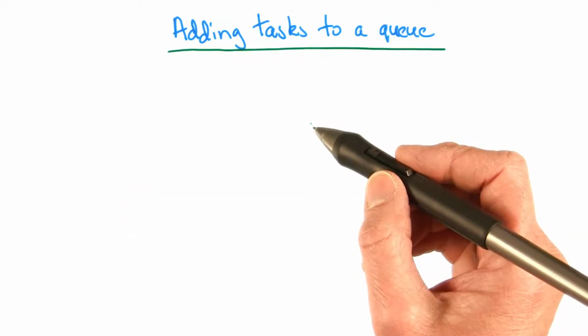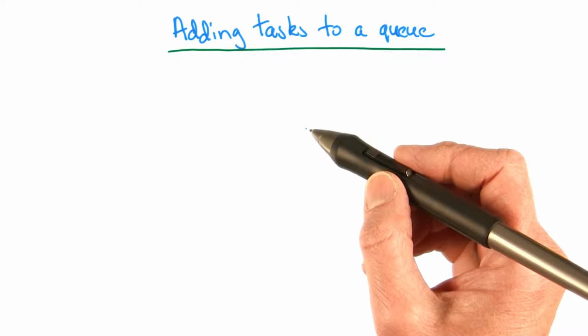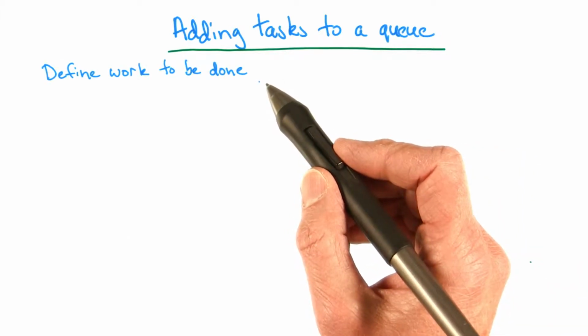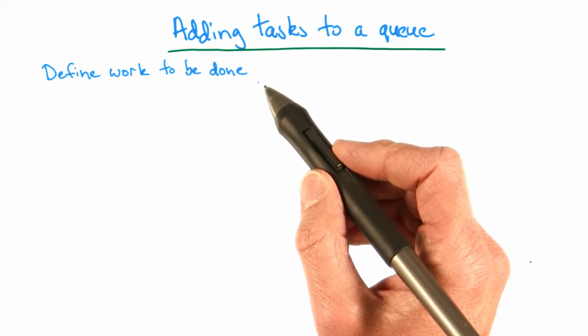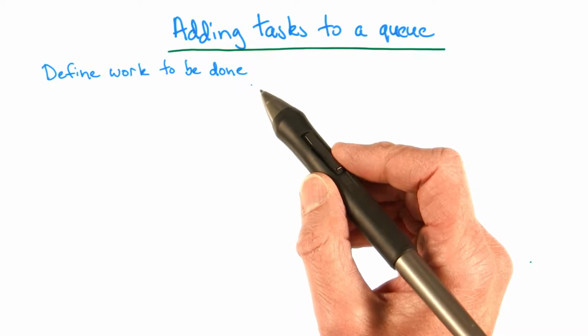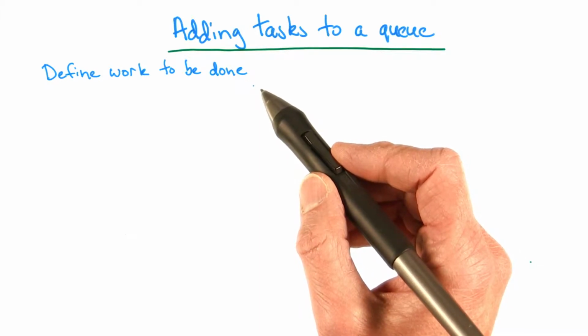To execute a task in the background using a task queue, the first thing you need to do is define the work to be done. It's up to you to write the code to execute the task. This can be in a servlet or in an endpoints function. It just needs to be somewhere that can be accessed by a URL.